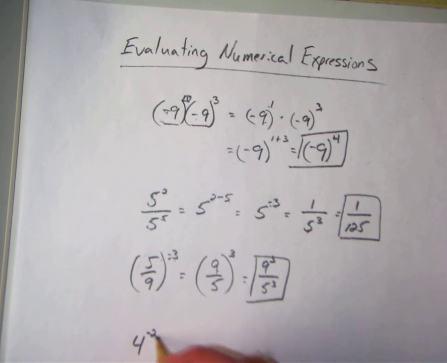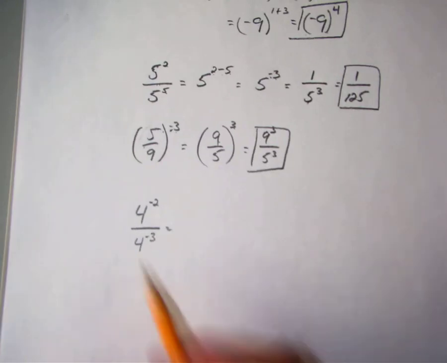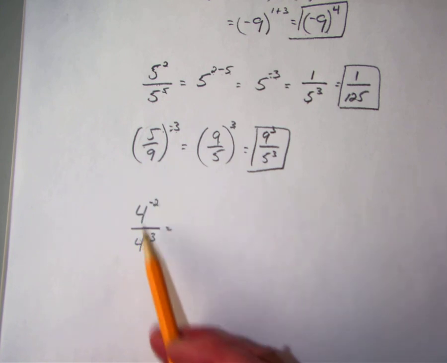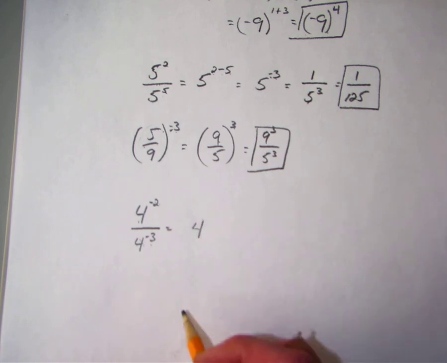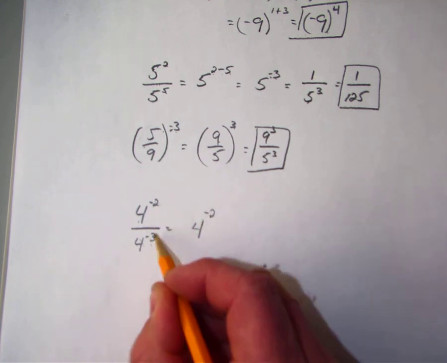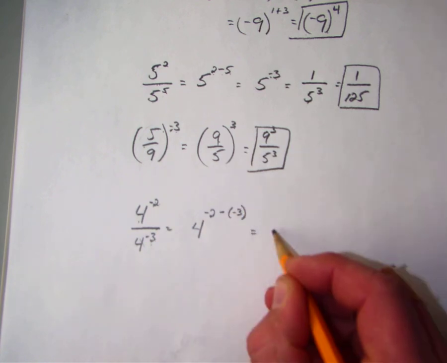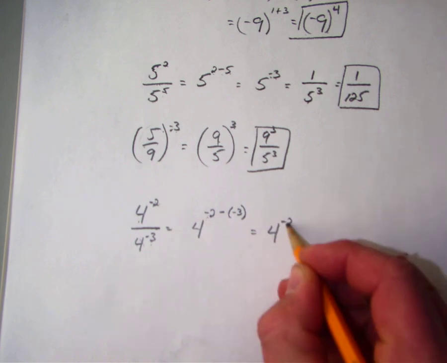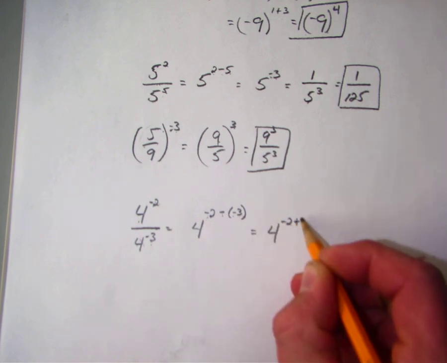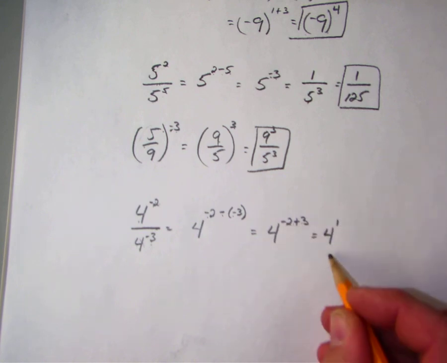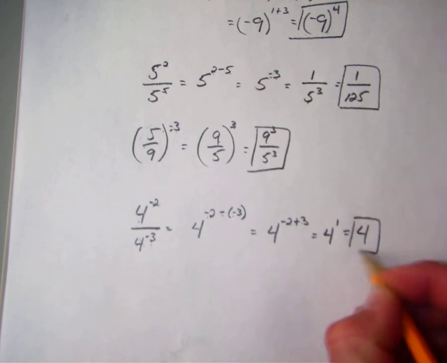Let's do 4 to the negative 2 over 4 to the negative third. Now, can I do anything with these exponents? Yes, because the bases are the same. So I keep the base, take the numerator minus, because it's division, the denominator. So we have negative 2 minus a negative 3, so it becomes plus 3. So then negative 2 plus 3 is 1. So 4 to the 1 power. You can leave it like that, or just say it's 4.